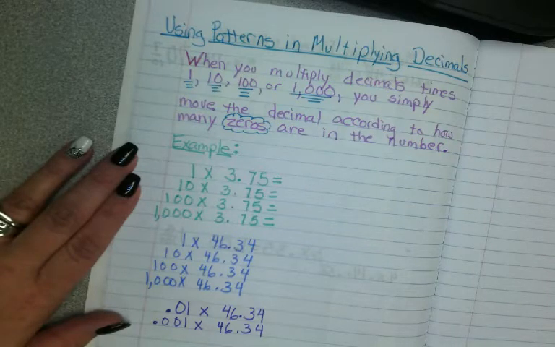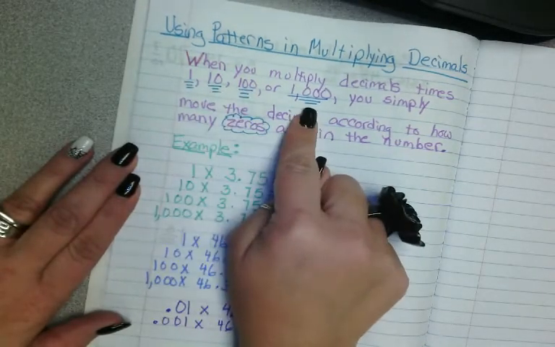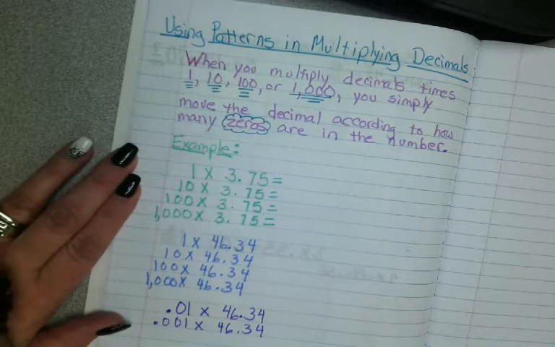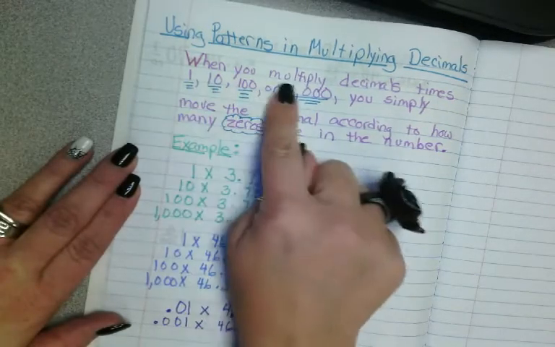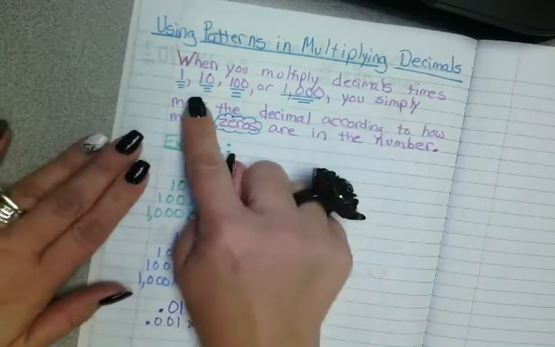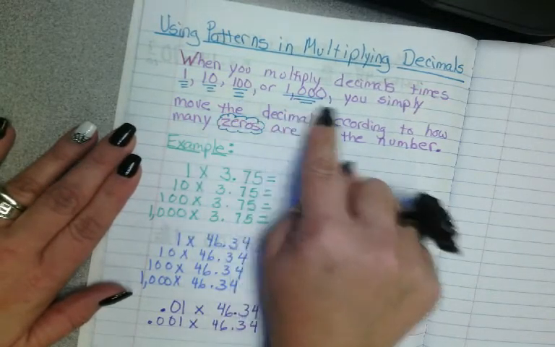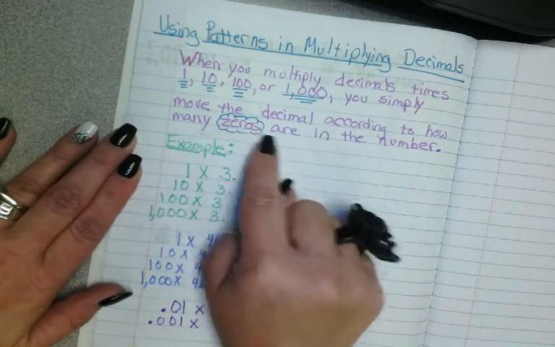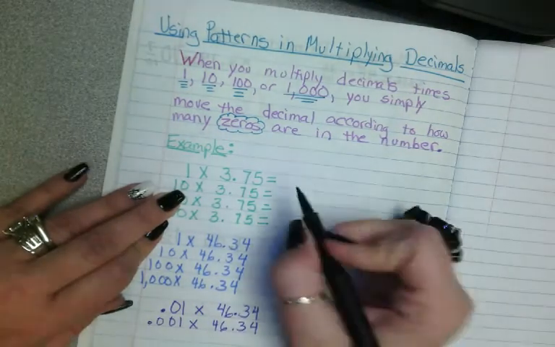It's kind of the same trick that we used whenever we multiplied whole numbers times 1, 10, 100, or 1,000. Remember, we trailed zeros? Well, I'm here to tell you now the same concept applies with decimals. So when you multiply decimals times 1, 10, 100, or even 1,000, you simply move the decimal according to how many zeros are in the number. So here's an example. Easy peasy.